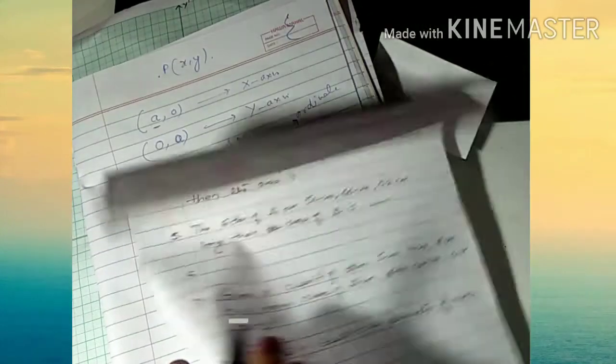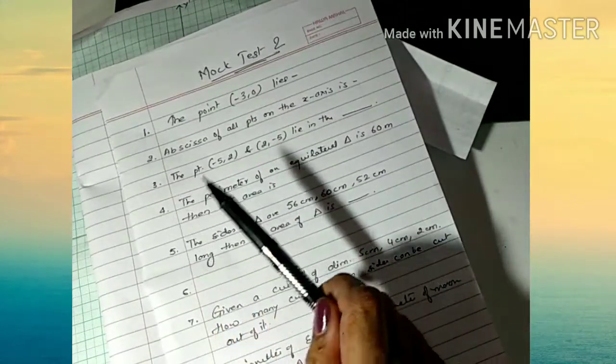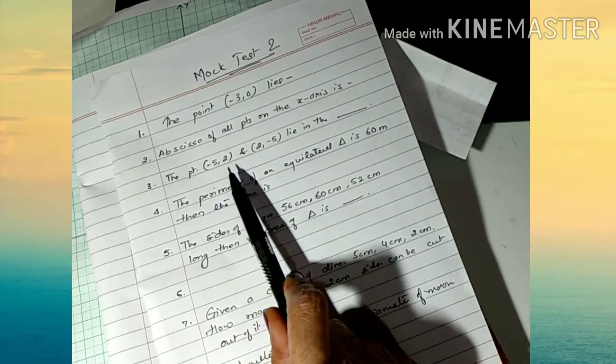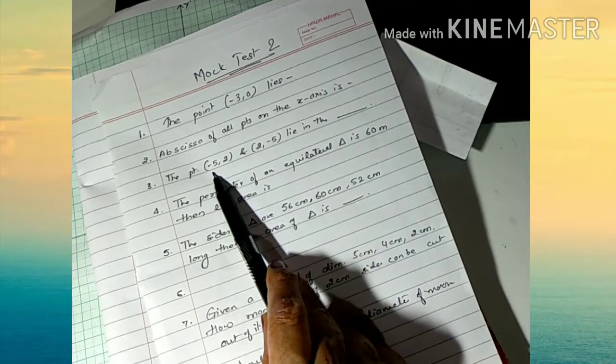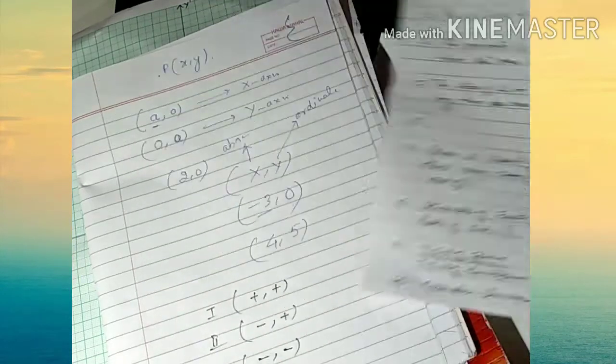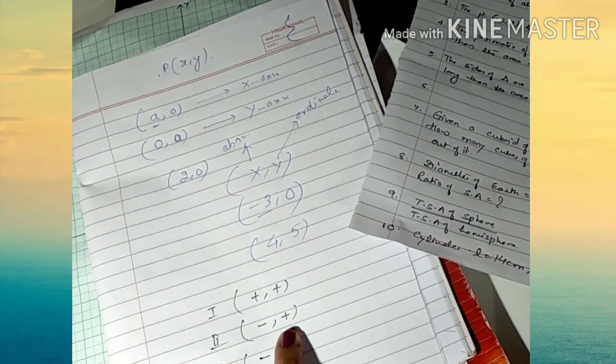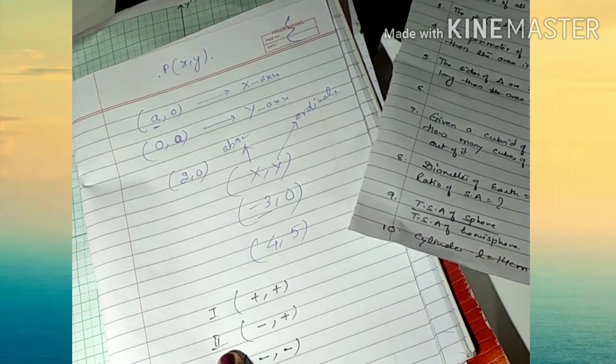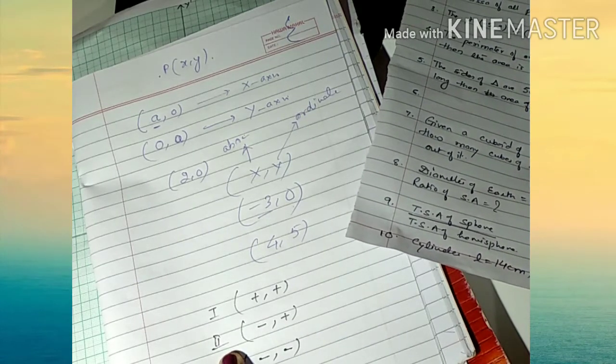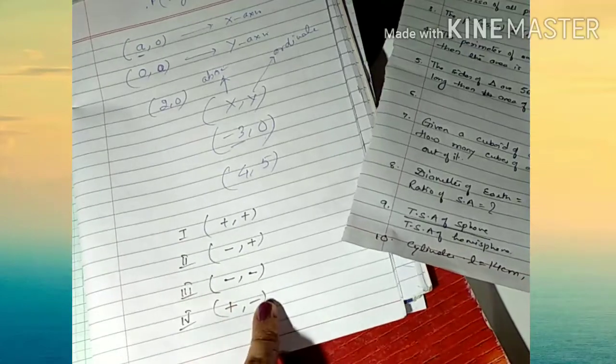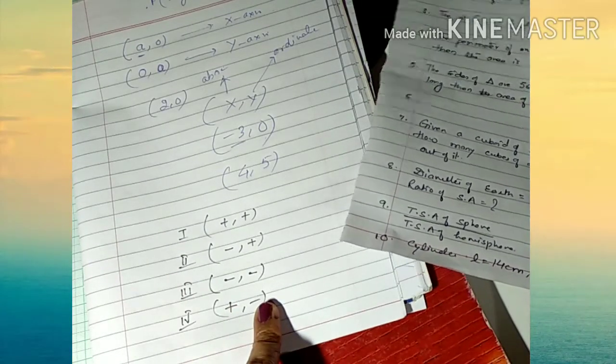So in our problem, what is given? The point -5, 2. So this is minus plus, and where are we having minus plus? We are having minus plus in the second quadrant. So without drawing, only by looking at the sign we can tell where the point will lie.